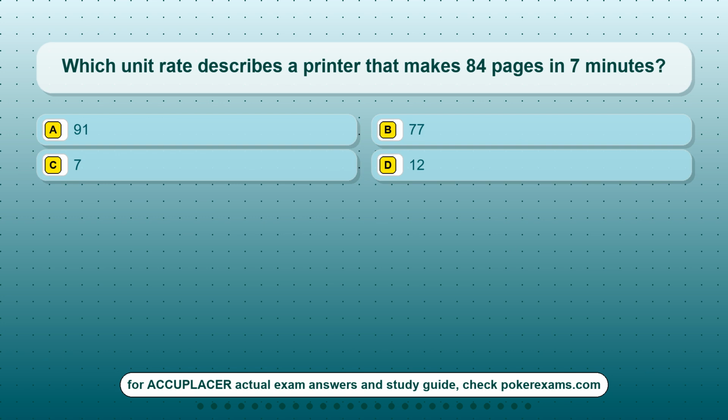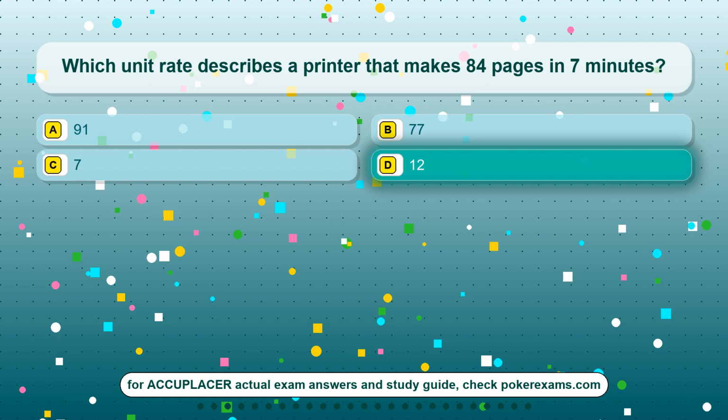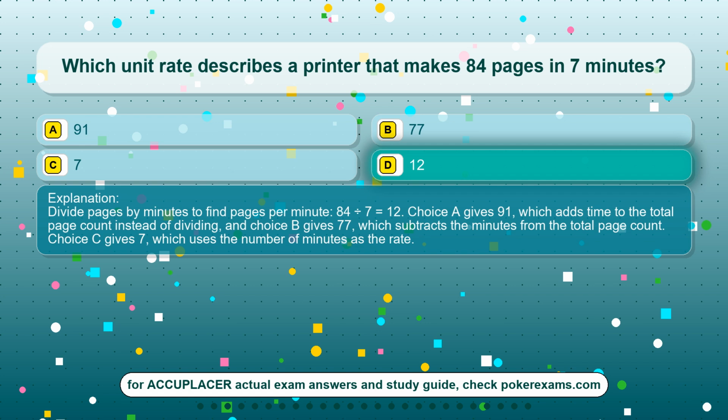Question 20. Which unit rate describes a printer that makes 84 pages in 7 minutes? Option A 91, Option B 77, Option C 7, Option D 12. The correct answer is Option D, 12. Divide pages by minutes to find pages per minute. 84 divided by 7 equals 12. Choice A gives 91, which adds time to the total page count instead of dividing, and choice B gives 77, which subtracts the minutes from the total page count. Choice C gives 7, which uses the number of minutes as the rate.